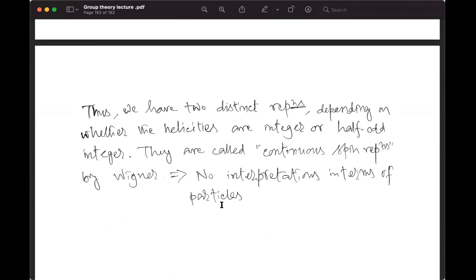So thus we have two distinct representations depending on whether the helicities are integer or half integer. They are called the continuous spin representations by Wigner, and there is no known interpretation actually for them in terms of particles. We will talk about the helicity more when we talk about the helicity.